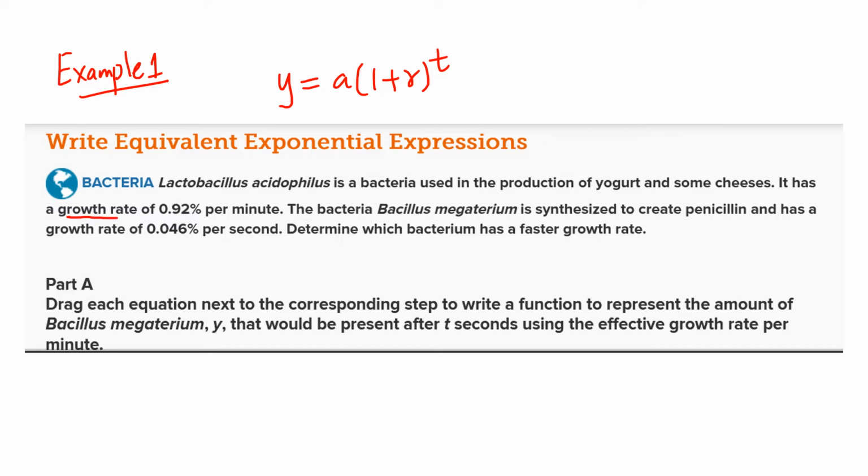Now I'm highlighting the important information. The word growth tells you that you have to use this formula for exponential growth. Now, how is this bacteria growing? There's a rate given, so I'm going to highlight the rate also, 0.92%. And what is the compounding time? It's growing by 0.92% every minute, per minute, in 1 minute. Okay, that's the first bacteria, so maybe I write it as B1.